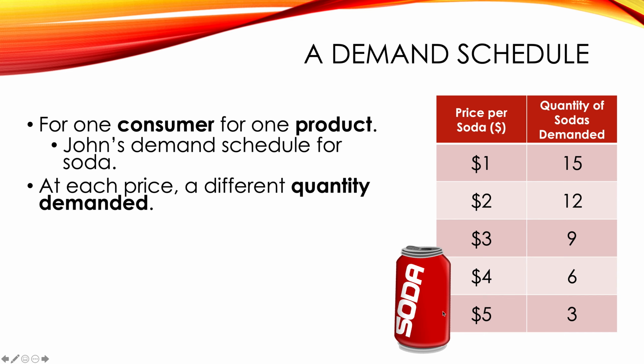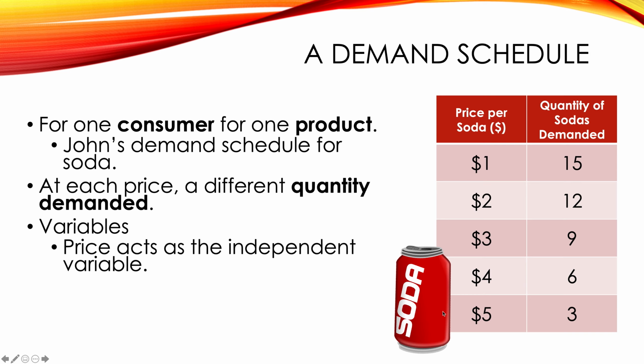If the price is $3 per soda, John only wants 9 sodas. If the price is $4 per soda, John only wants 6 sodas. And if the price is the highest price on our table, $5 per soda, John is only going to buy 3 of them.